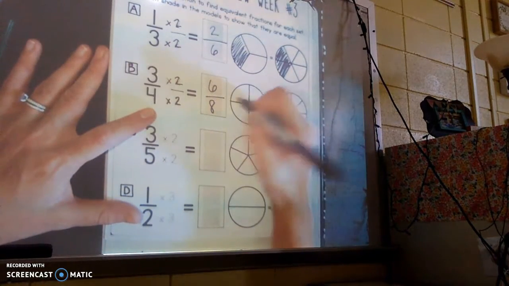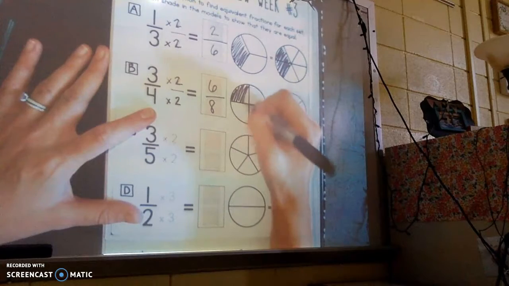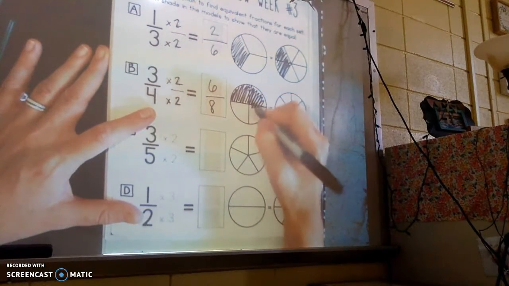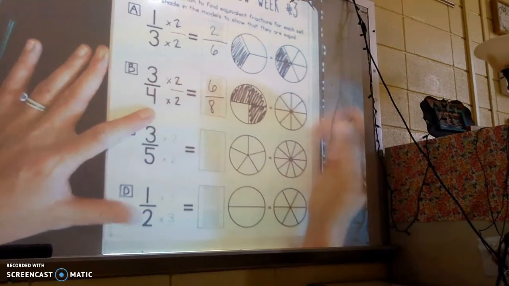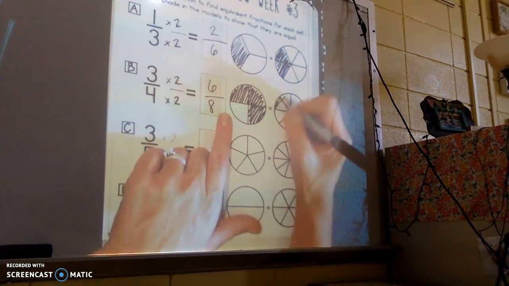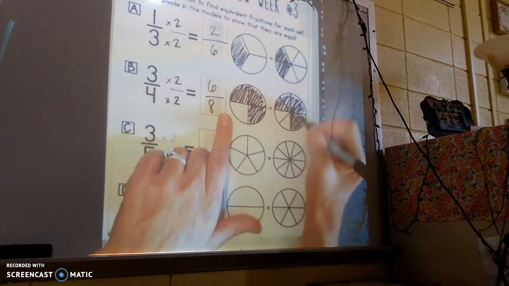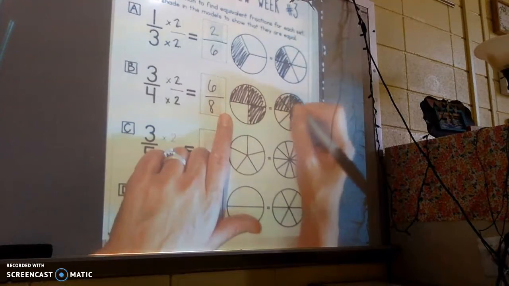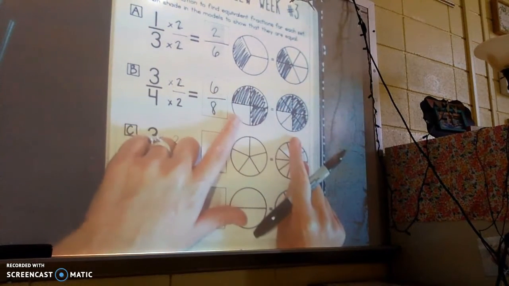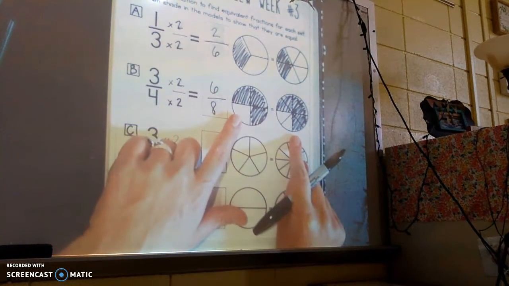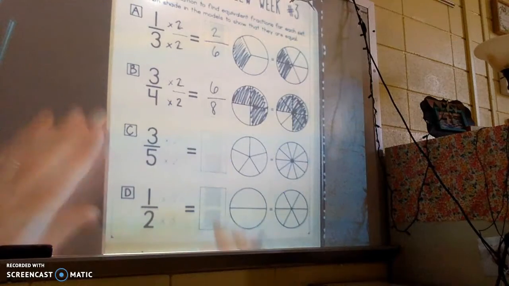And then I'm just going to shade 3 out of my 4 in this model to show 3/4. And 6 out of 8 in this model to show 6/8. And then my two models have the same amount shaded in, showing that these two are equivalent fractions.